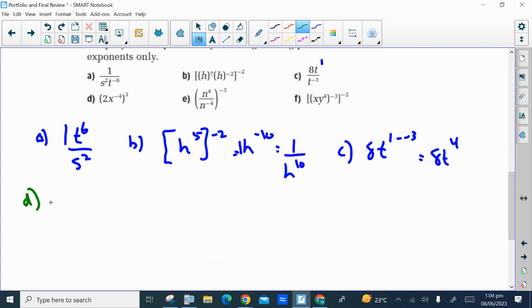Question D, you have to cube everything inside the bracket, including the 2. And when you have x to the negative 4 cubed, you multiply the exponents, get x to the negative 12. The 2 cubed will stay on top, and 2 cubed is 8. That means 2 times 2 times 2. The x has to move to the bottom to make the exponent positive. So there's your answer.